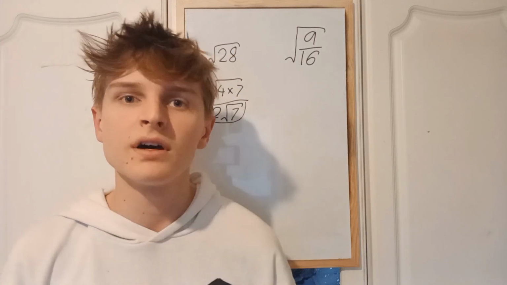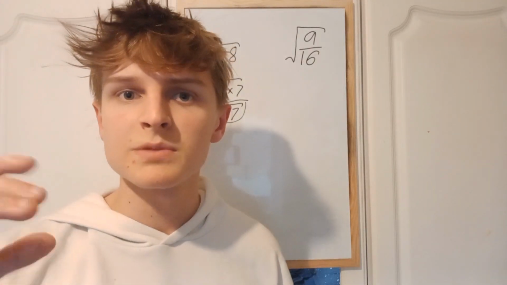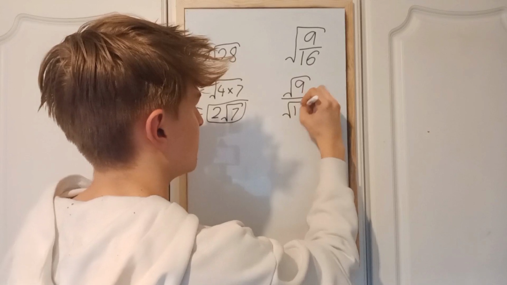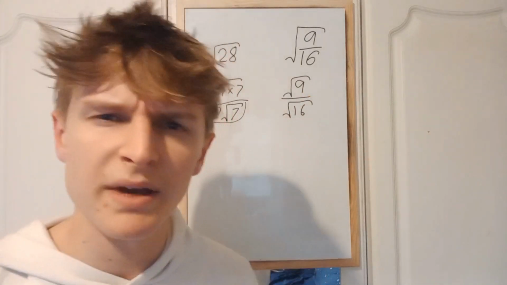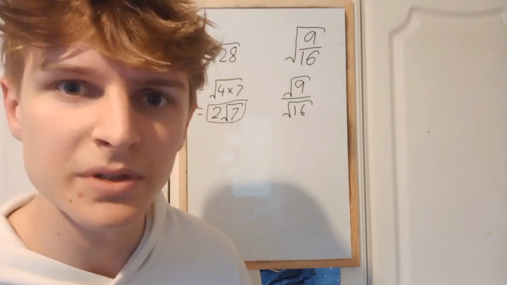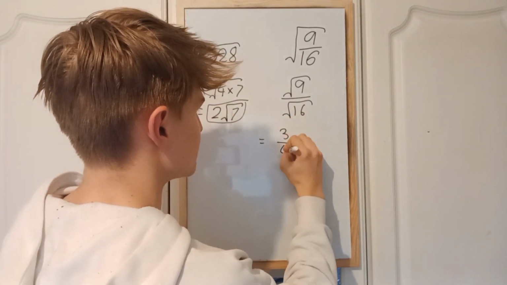Now, root 9 over 16. I'm sure you can see this is pretty obvious. We can just break this into root 9 divided by root 16. This one is extra lovely because root 9 and root 16 are really easy numbers. Root 9 is just 3 and root 16 is 4.